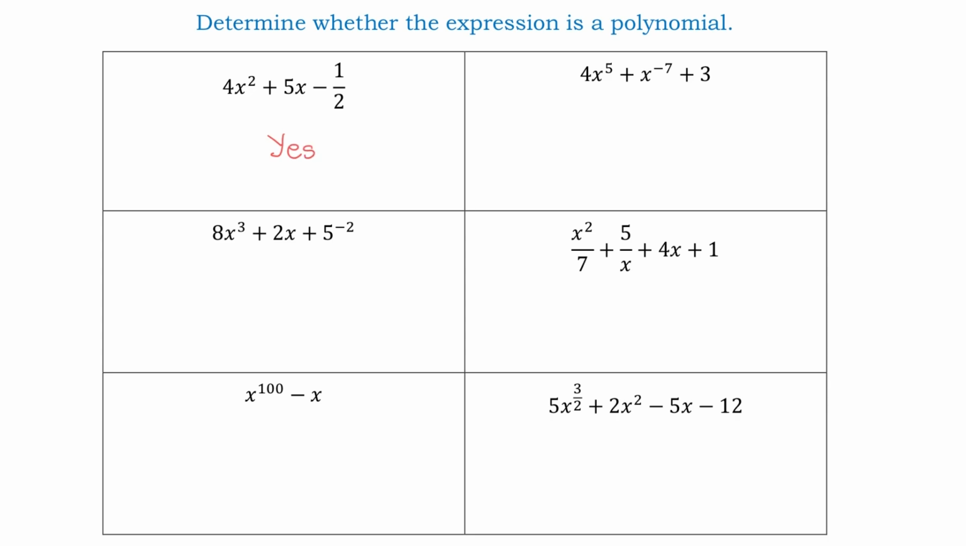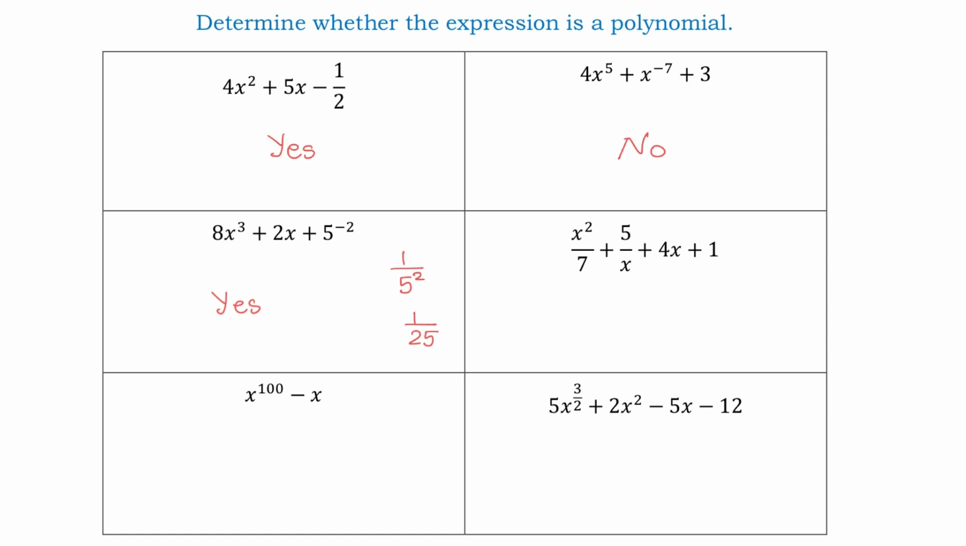The next expression is 4x to the 5th power plus x to the negative 7th plus 3. Here we see a negative exponent, therefore this expression is not a polynomial. The next expression is 8x cubed plus 2x plus 5 to the negative 2. So the exponents are whole numbers and the constant can be anything. In fact, 5 to the negative 2 is the same as 1 over 5 to the 2nd power, which is 1 over 25. So yes, this is a polynomial.